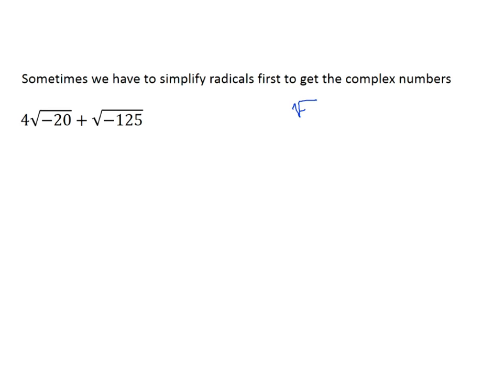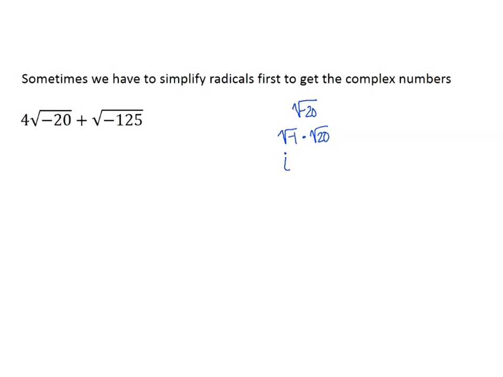If I do the square root of negative 20, now you would recall from the last lesson that I can rewrite this as the square root of negative 1 times the square root of 20. The square root of negative 1 is i, and to get the square root of 20, I can either do a factor tree, or I can think of the largest perfect square that goes into 20.